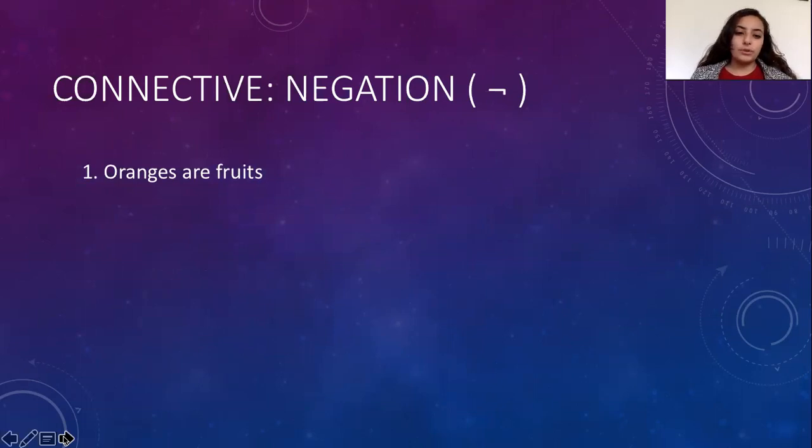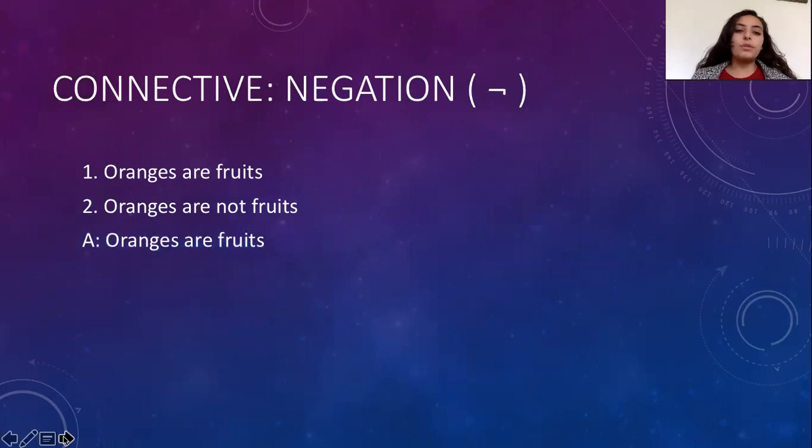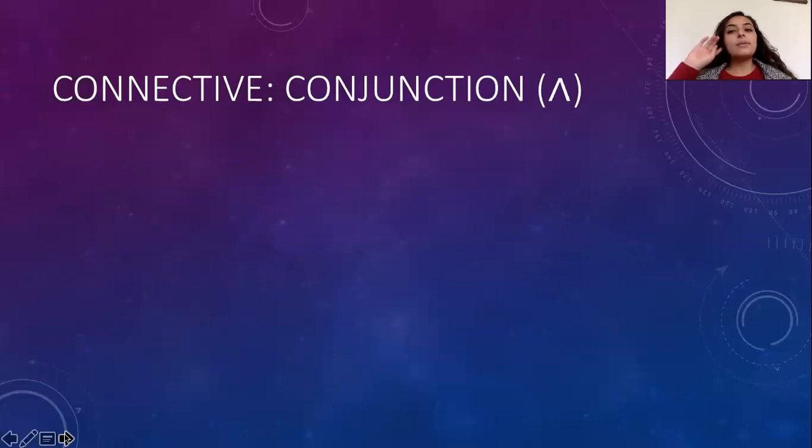Okay, so let's take a look at an example. Oranges are fruits, and oranges are not fruits. So the first one, we can assign oranges are fruits to the letter A. But for the second one, we don't need to come up with a different letter. All we have to do is put a negation sign next to it, and you get not A. So the first one, oranges are fruits, is just A, and the second one, oranges are not fruits, is basically just not A with that little line next to it. So pretty simple.